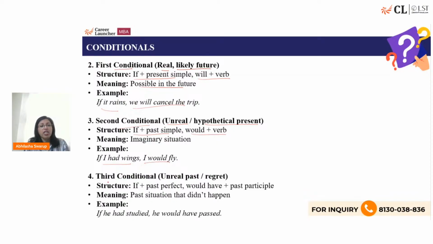The fourth one is the third conditional, where the past is already unreal, it is completed, and therefore you are regretting it. So, if plus past perfect, and then would have with the third form of the verb. So, this is a past situation that you wish had happened but didn't happen. If he had studied, he would have passed, but he has not studied, and therefore he has not passed. Okay.